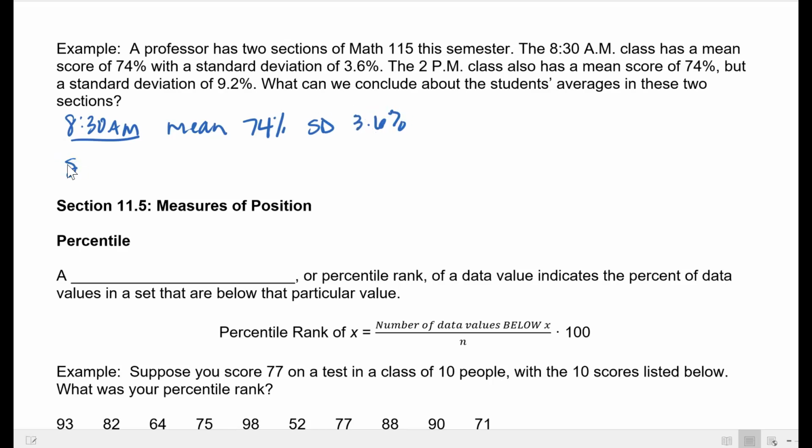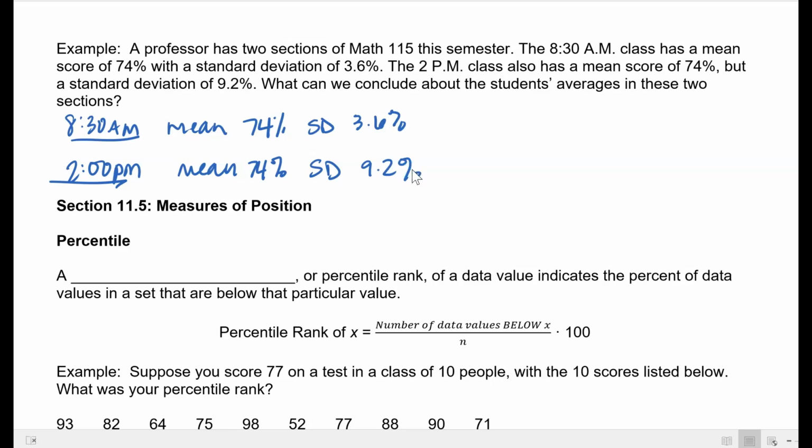The 2 p.m. class has a mean of 74, so the same mean. If you only had the means, you would think, okay, they scored the exact same, but not so fast. That class has a standard deviation of 9.2. What can you conclude about the students' averages in these sections?